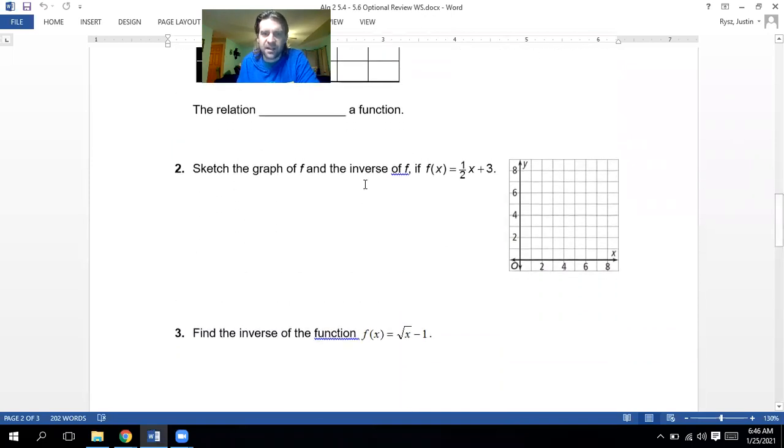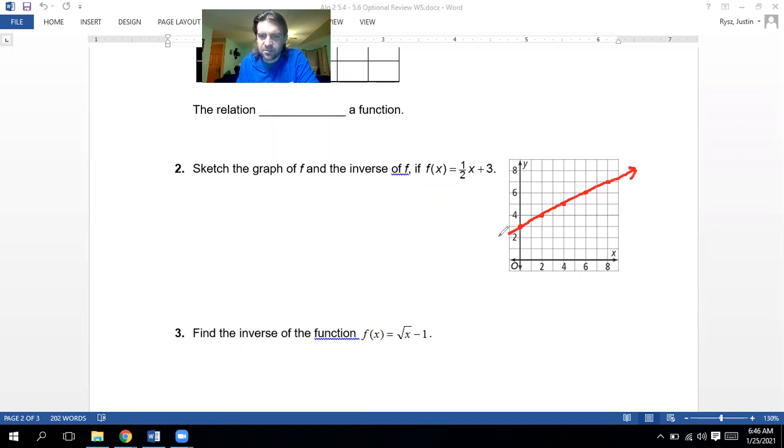Sketch the graph of f and the inverse of f of x. So let's first sketch f here. It is 1/2 x plus 3. So that graph would start here at plus 3, and we'd go up 1 over 2, up 1 over 2, just following the slope. Up 1 over 2, up 1 over 2, up 1 over 2. We could connect the dots, get that.